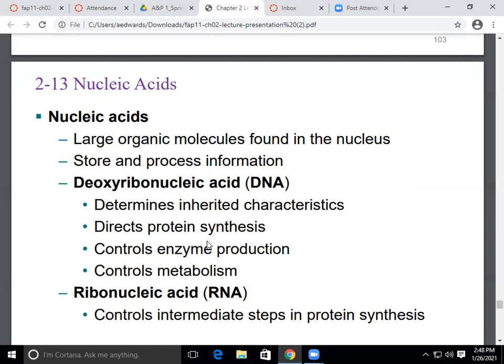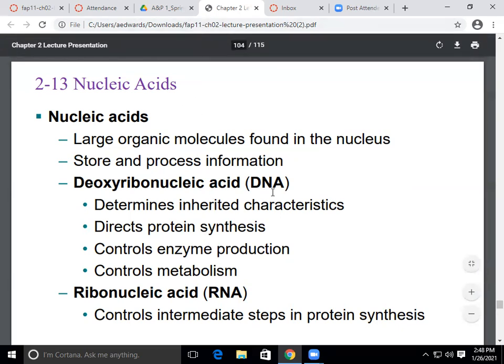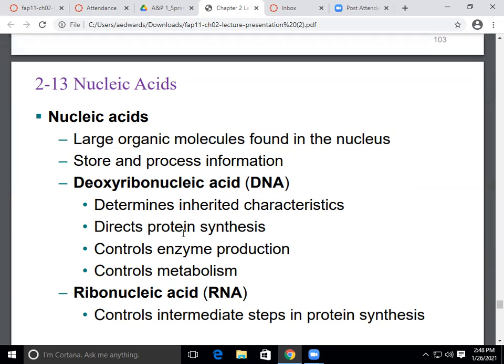Two main types of nucleic acids, okay? We've got the deoxyribonucleic acid and the ribonucleic acid. Deoxyribonucleic acid is what's determining your inherited characteristics, things you inherit from your parents or down your family tree. DNA also directs the synthesis or creation of proteins, which is why proteins are so important. DNA controls production of enzymes, which should make sense because enzymes are what? What category of organic molecules are the enzymes in? We just covered them. Proteins. And they control metabolism, which means they control the chemical reactions that happen in your body.